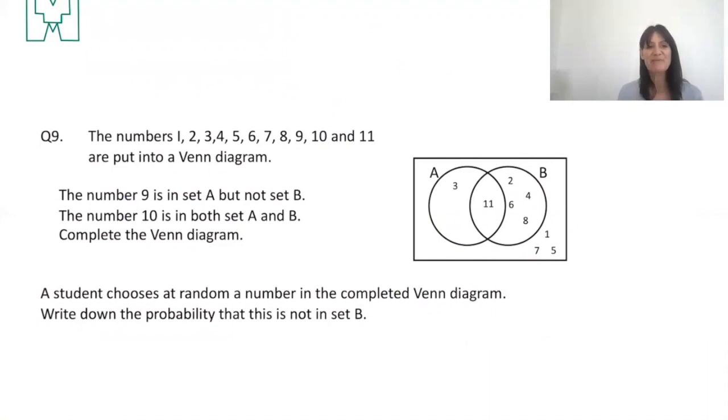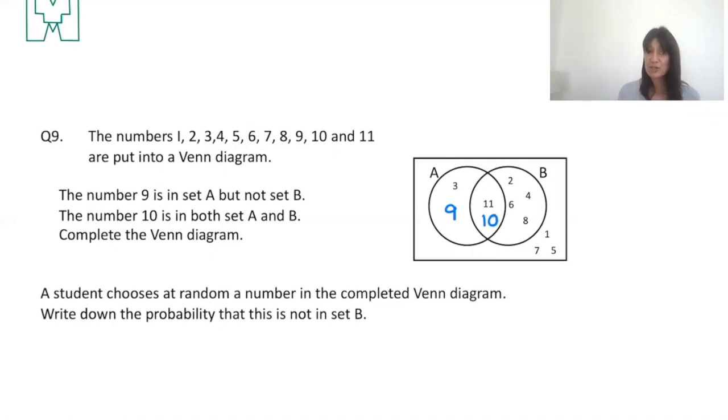Okay, so we've been told the numbers are put into the Venn diagram. The number 9 is in set A, but not set B. The number 10 is in both, and we have to complete the Venn diagram. So a big question for a tiny little bit of work. The 9 is in A, but not B, so it must go here. And the 10 is in both, so it must go here. And that is all they wanted us to do.